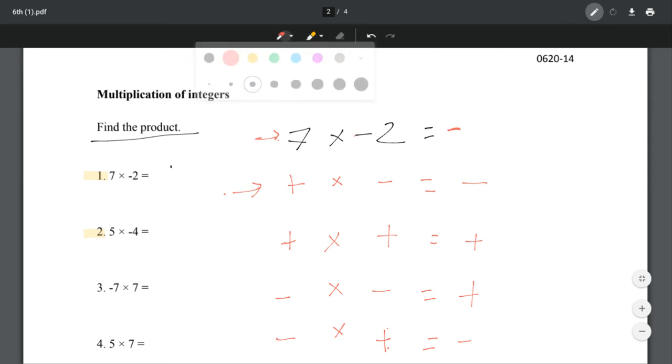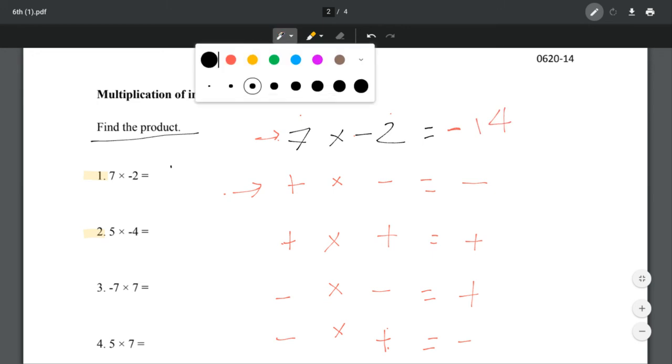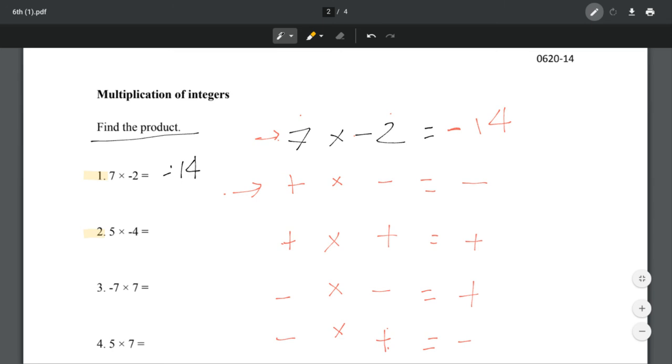Okay? And then now we just simply do 7 times 2, and so that's 14. And that is why our answer is -14. Okay? So let's try number 2. So if we look at these numbers, right, 5 and -4, we again have a positive number and a negative number. And so we know that our answer, our product, is going to be negative. Okay, and then now we just simply do 5 times 4, which is 20. And that is why our answer is -20.